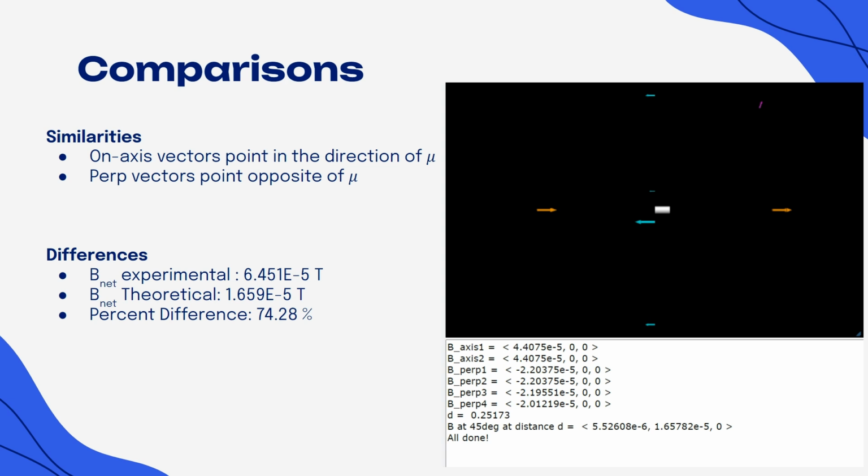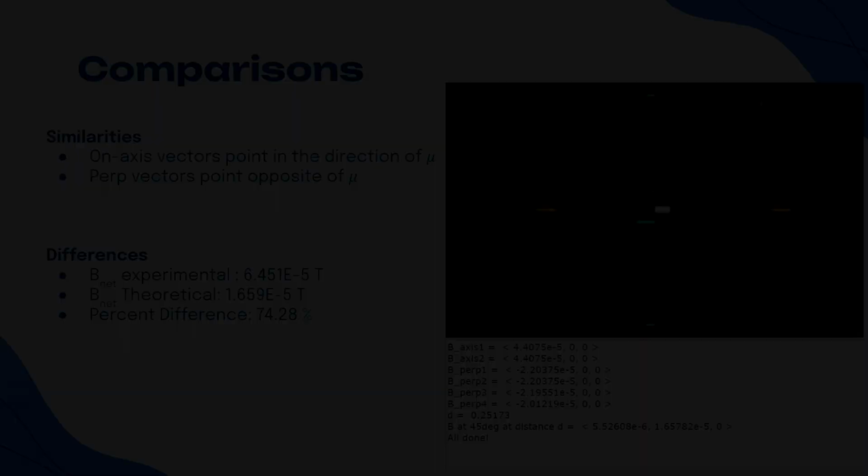A similarity between the real world and this model is that on-axis vectors point in the direction of mu, and perpendicular vectors point opposite of mu. However, there were some differences: the net B experimental was 6.451 times 10 to the negative 5, and B net theoretical was 1.659 times 10 to the negative 5, with a percent difference of 74.28%.